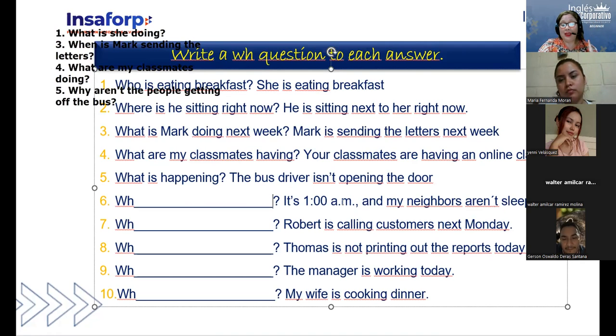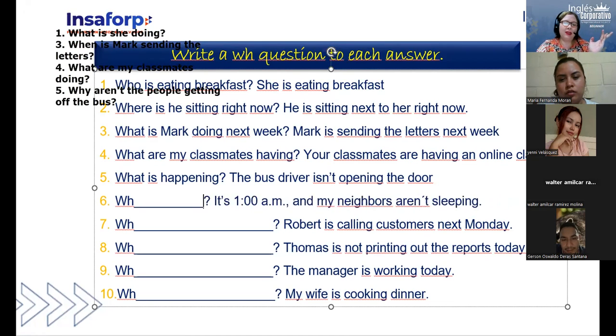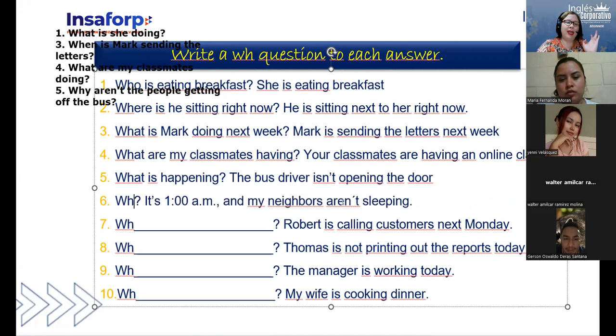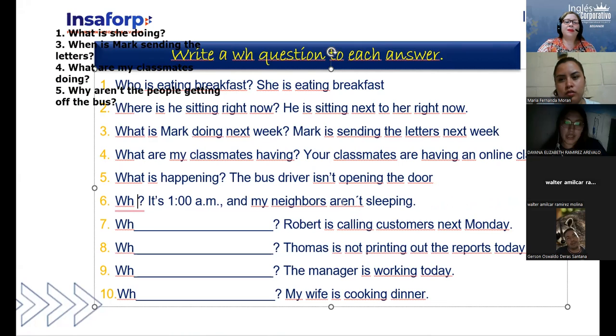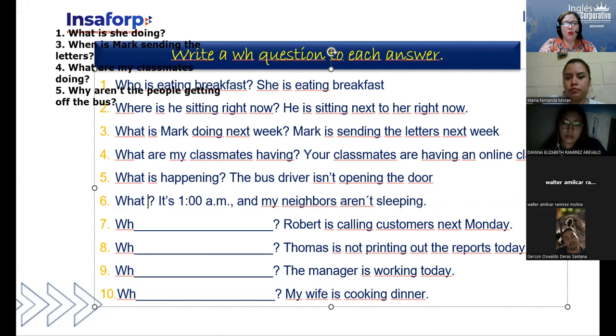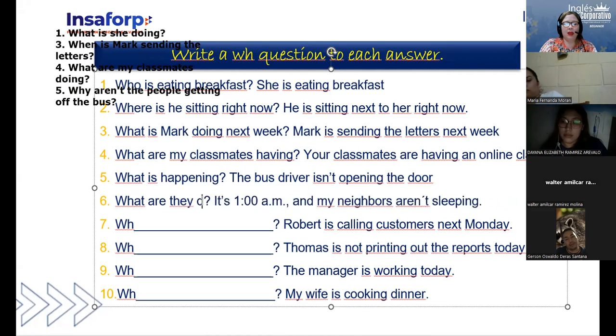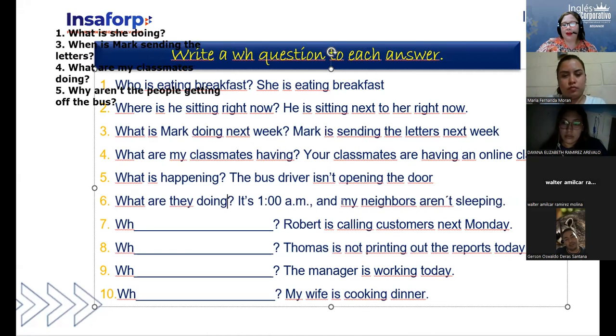Después de la WH va verbo to be. Después del verbo to be, el subject. Después del subject, el verbo ing, ¿sí? Vaya, vamos a ver entonces number six. What are they doing? That's a good one. What are they doing? Yeah, very good.